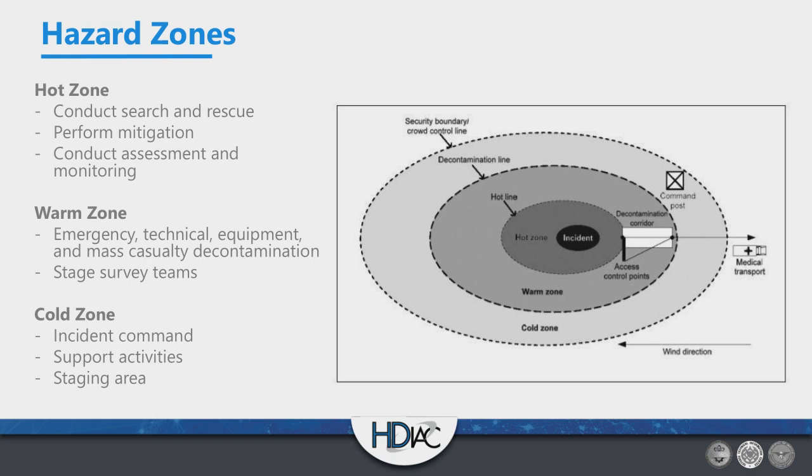Cold zone, where you're putting your command posts, other support activities, and your staging area. And even though it's called the cold zone, it's theoretically free of contamination, you want to keep civilians out of there, because that's going to be your outer line of security for your incident.